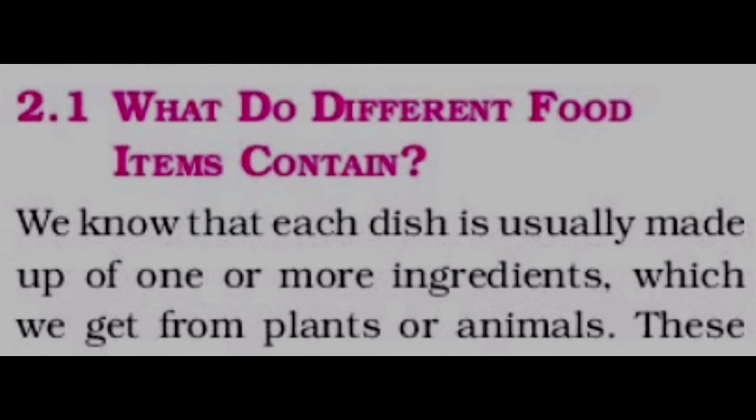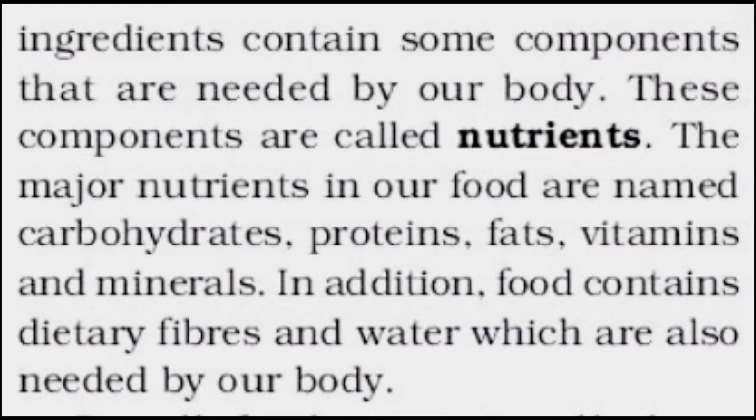What do different food items contain? We know that each dish is usually made up of one or more ingredients, which we get from plants or animals. These ingredients contain some components that are needed by our body. These components are called nutrients. The major nutrients in our food are named carbohydrates, proteins, fats, vitamins, and minerals. In addition, food contains dietary fibers and water, which are also needed by our body.